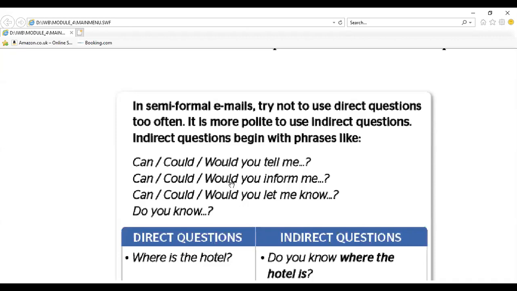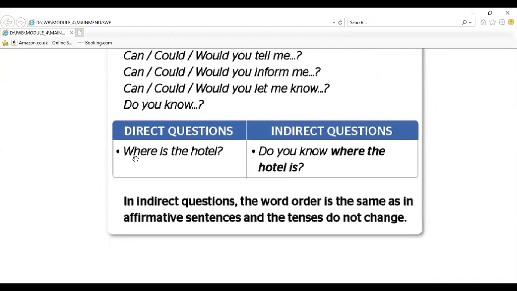When you start a question, please, could you, can you, would you tell me? These are what? Indirect, not direct. When you say, could you tell me the time, please, this is indirect. Look at the table. Direct: where is the hotel? This is direct. You put the question word, helping verb, and the object. But if you say, do you know where the hotel is? Attention, please.